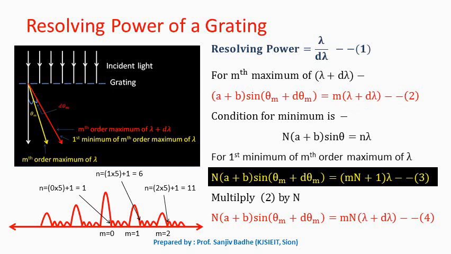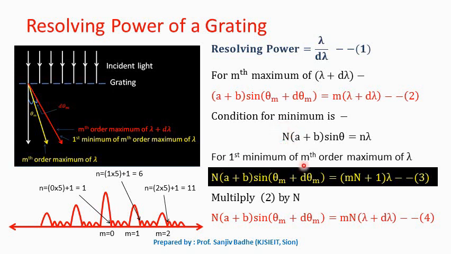Now, let us write the condition for first minimum of mth order maximum of lambda. Condition for minimum is given by n into a plus b sin theta equal to n lambda, where this n is number of lines on the grating. This n is the total number of lines on the grating. It is not number of lines per centimeter. Remember this. This n is total number of lines on the grating.